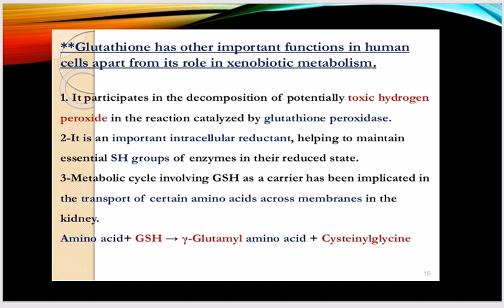The metabolic cycle involving glutathione as a carrier has been implicated in the transport of certain amino acids across the membrane in the kidneys. When the amino acid combines with glutathione, it results in the formation of gamma glutamyl amino acid and cysteinyl glycine.